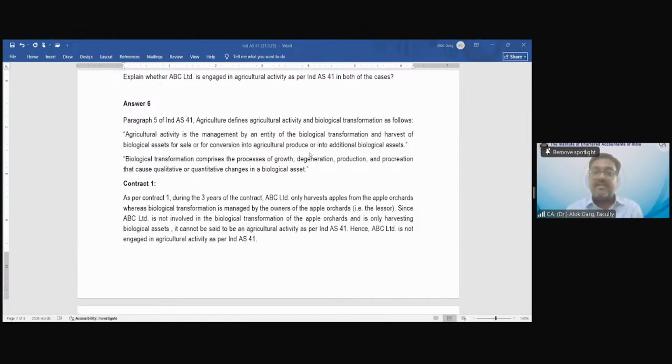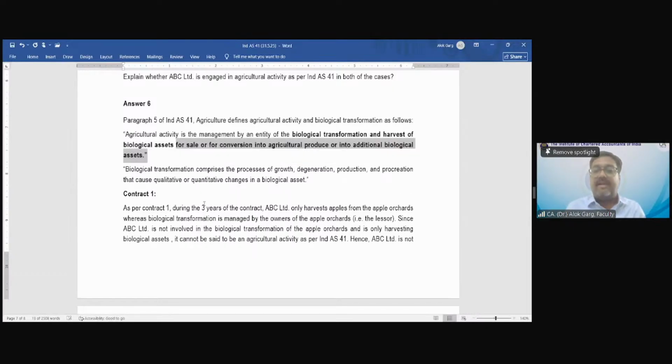The definition is: agricultural activity is the management by an entity of biological transformation. Biological transformation means growth, degeneration, procreation, okay, and harvest of the biological asset. So biological transformation and harvest of the biological asset for sale or for conversion into agricultural produce or into additional biological asset. This is the definition of agricultural activity.